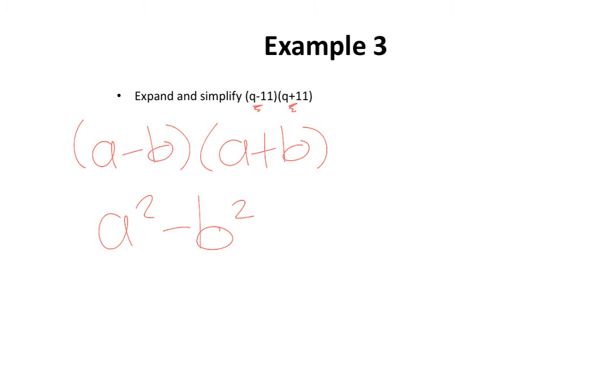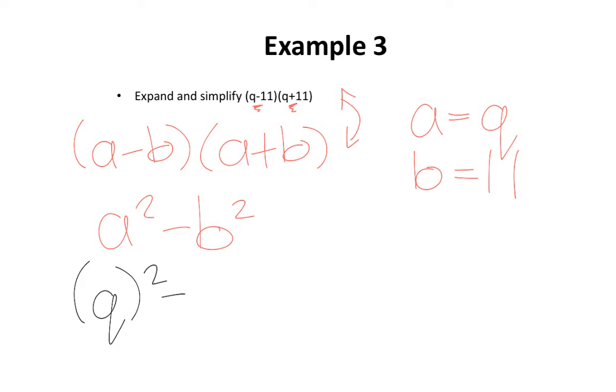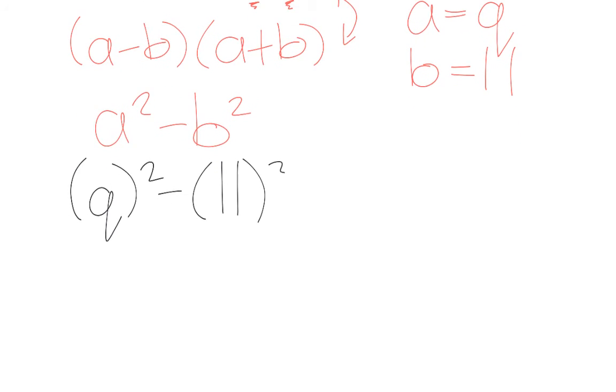If you look closely at these two sets of binomials, a represents q and b represents 11. So I'm going to substitute in these values into my shortcuts. Instead of writing a, I'm going to write q. That's going to get squared. And instead of writing b, I'm going to write 11. And that is going to be squared. Let's go ahead and simplify that.